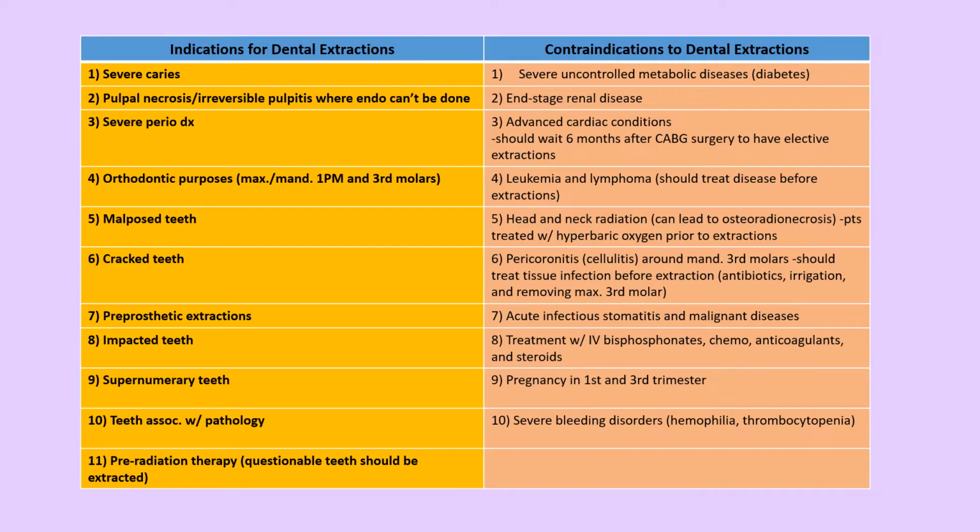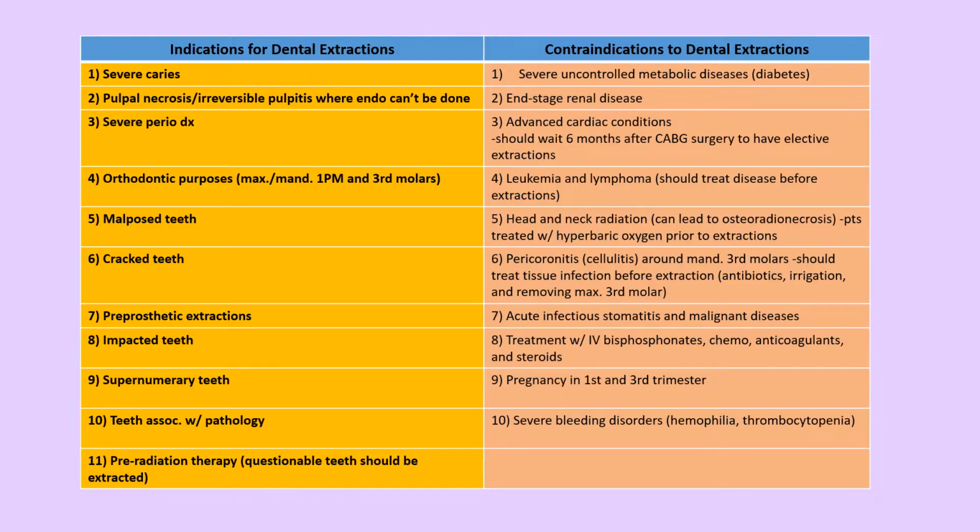So we firstly start with the indications and contraindications of dental extractions. So indications we can see severe caries when you have pulpal necrosis, severe perio disease, for orthodontic purposes, malposed teeth, pre-prosthetic extraction, impacted teeth, supernumerary teeth, where we are doing the dental extraction.